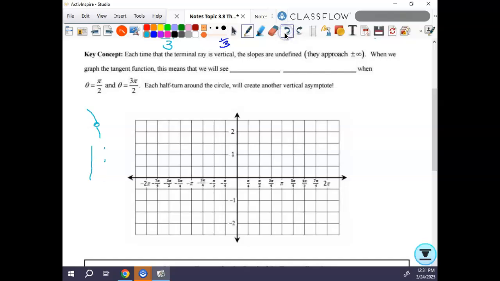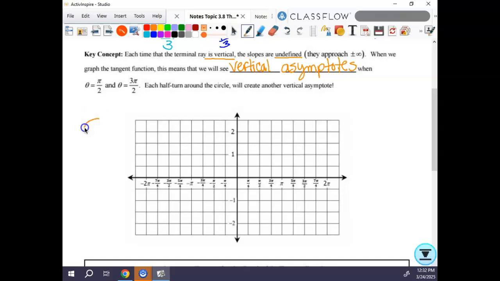But what's going to end up here, because of what we have, it says each time that a terminal ray is vertical, the slopes are undefined, so they approach positive or negative infinity. When we graph the tangent functions, that means we will see vertical asymptotes. And remember, don't get confused between asymptotes and discontinuities.